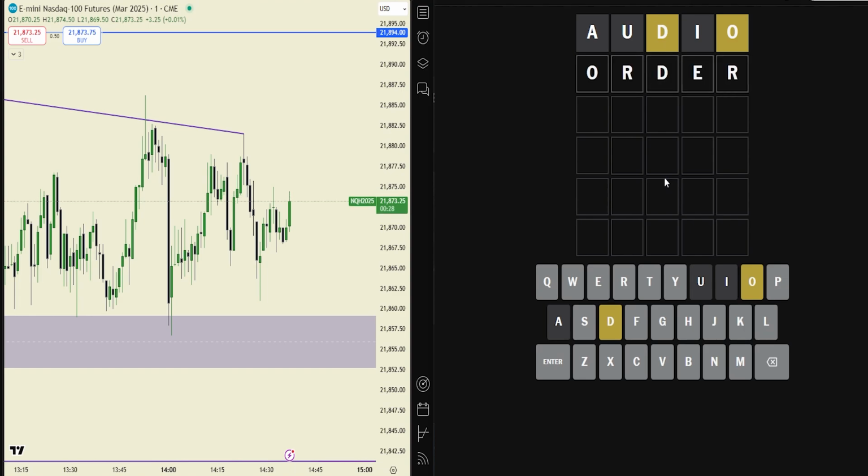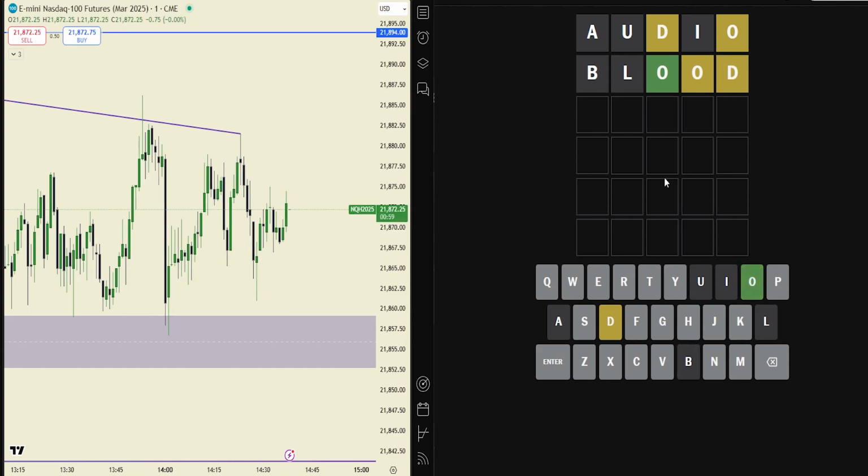Could it be something like order, right? Or maybe, I don't know. Lord. So it's not going to end with an S ever. That's just the way that Wordle is. No words ever end in S's. Could be blood, for sure. Yeah, let's try that. So it is a double O word. So good job finding that.